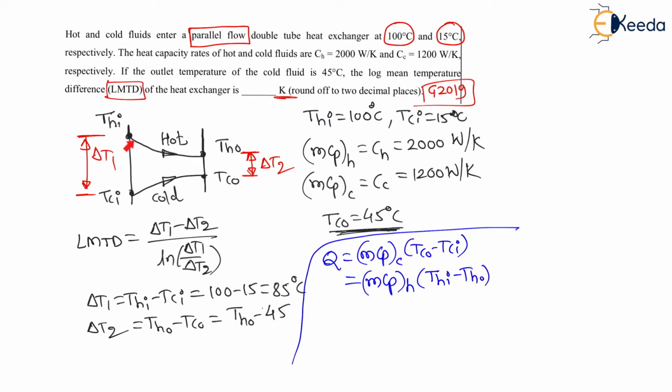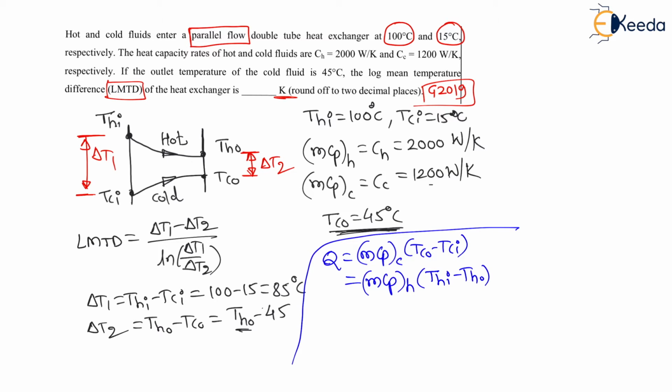Because whatever may be the heat lost by the hot fluid is equal to heat gained by the cold fluid. Therefore, heat lost by the hot fluid, mCp of hot (Thi minus Tho), is equal to heat gained by the cold fluid, which is mCp of cold (Tco minus Tci), right? Now here this mCp of cold is 1200, mCp of hot is 2000. So let us put the values and find Tho.